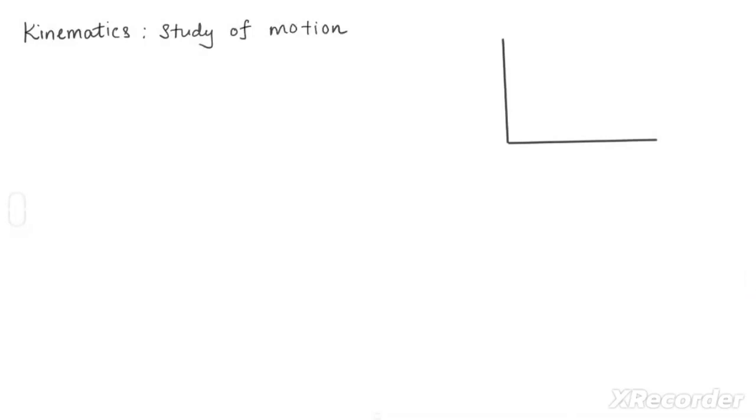Kinematics is the study of motion. So let's talk about motion along a straight line. So for example, let's talk about position of an object. So the position is relative to a reference point.